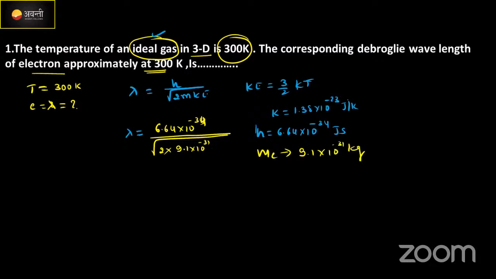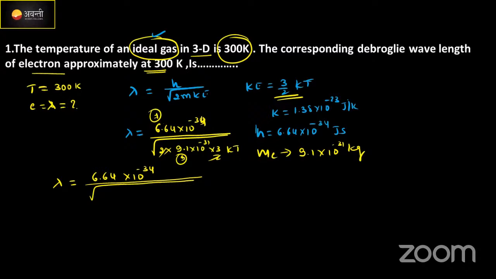In the place of kinetic energy you need to substitute the value of 3 by 2 kT, means here 3 by 2 k into T. The next step, lambda value will be 6.64 into 10 to the power of minus 34 divided by under root of, here 2 and 2 cancel. We'll do one thing for our simplification. You may do like this also, there is no problem. Round 6.64 up to 7, and round 9.1 up to 9 for your simplification.